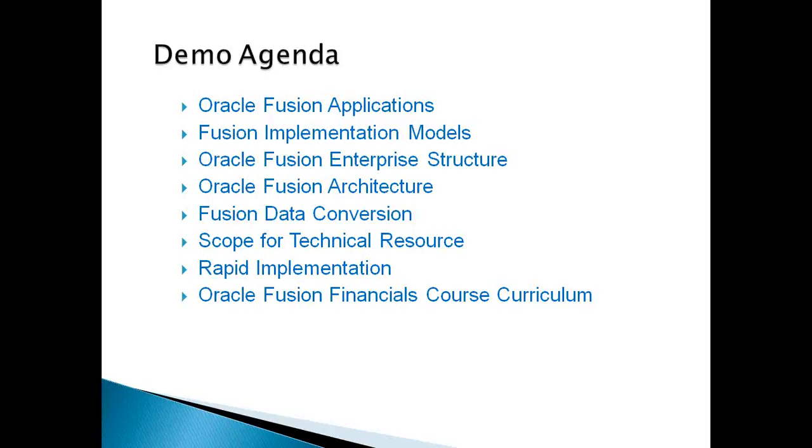The next point is Fusion data conversions. We know how we do data conversion in EBS; how that is totally different in Fusion applications, we'll see. Since that is a big change, I mentioned talking about a few points on data conversion. The next is the scope for technical resources in Fusion applications. We know that in EBS, the technical people also play a very major role along with the functional. But what is the scope for technical resources in Fusion applications, we'll discuss based on this point.